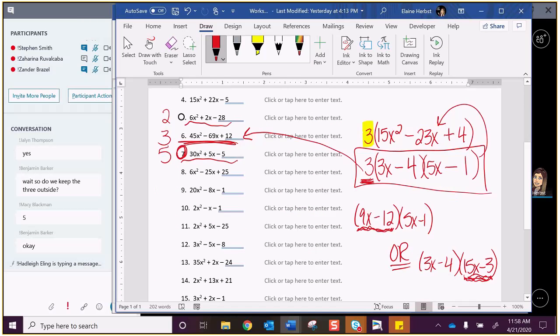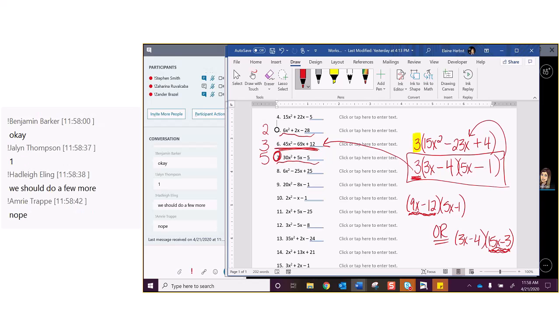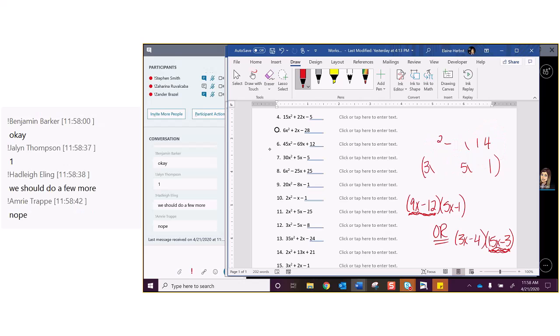All right, anything else you want me to work out? We should do a few more. Okay, let's do number 1. I'm going to erase all this pen stuff because it's in the way.